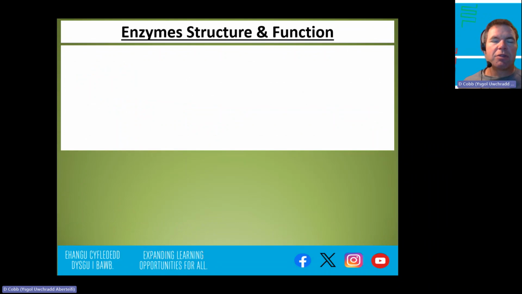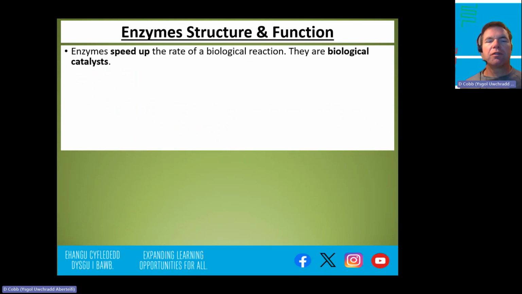So let's look at enzymes then. Let's look at their structure and their function. So first of all, what are they? Enzymes are catalysts. And you might know from chemistry that a catalyst is something which speeds up a reaction, but because enzymes speed up biological reactions inside cells, inside the body, we refer to them as biological catalysts. It's perfectly acceptable to say they are catalysts, but we can do better than that and say that enzymes are biological catalysts.